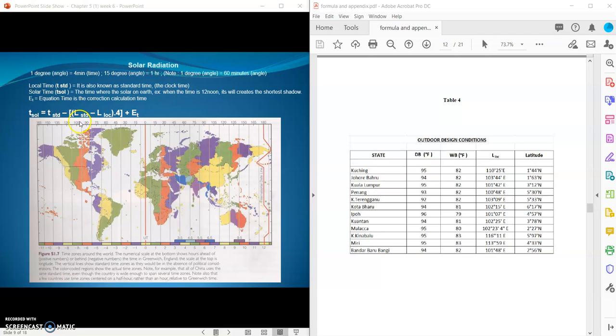The formula that we are using here is to find T-sol. Solar time is equal to T standard, minus, within brackets, L standard, which is the standard longitude, and L location, for the location, then plus ET, the equation of time. This is the formula that we are using in the solar radiation topic for this week.